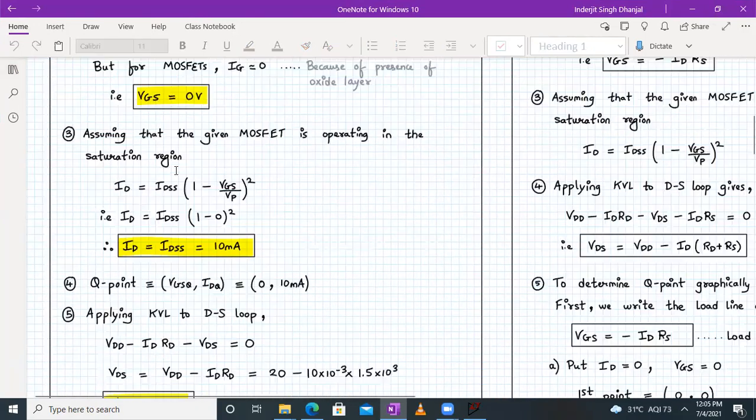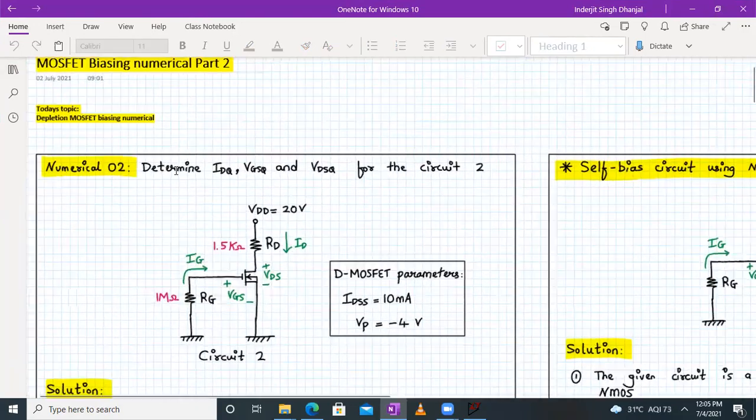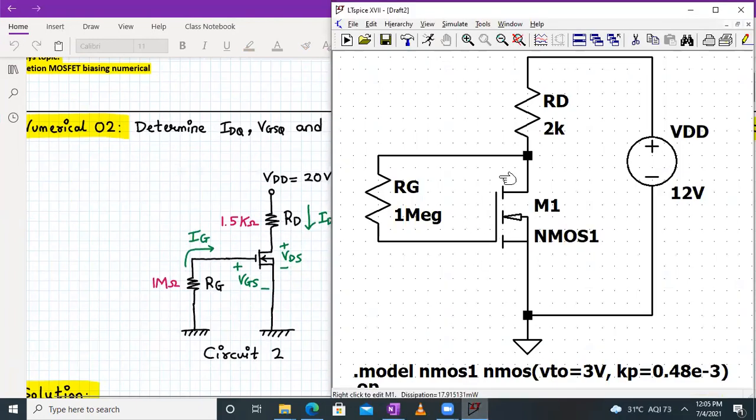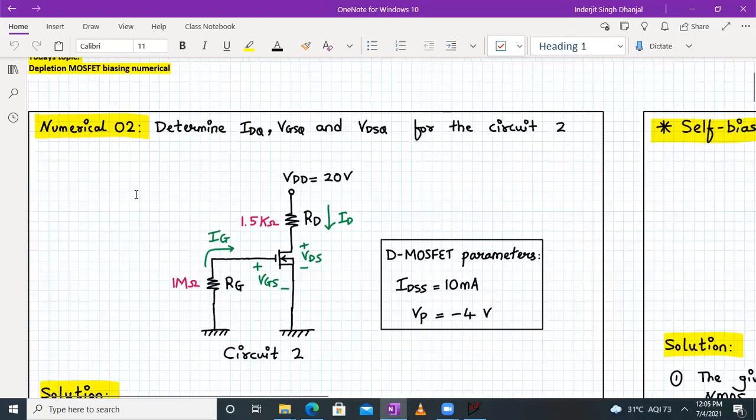So the next numericals are based on depletion type MOSFET. We won't be able to do that in LTspice because in LTspice there is only enhancement mode MOSFET available, not the depletion mode MOSFET. So we will be checking out the numerical over here.